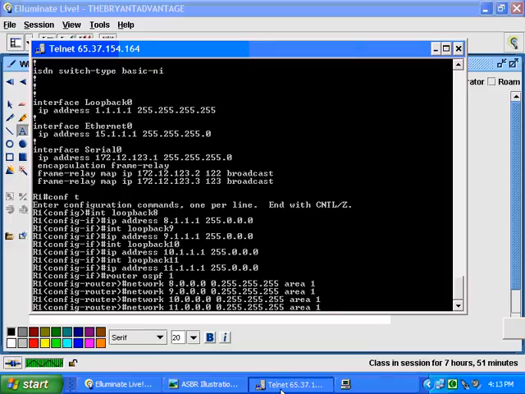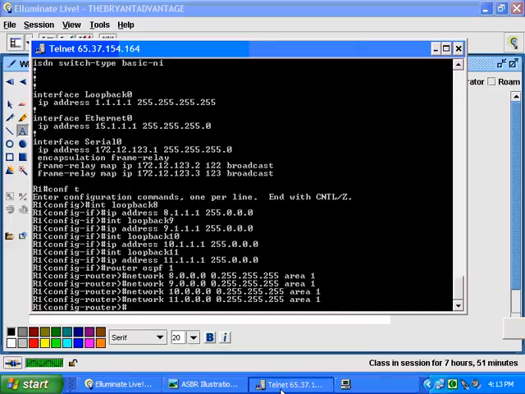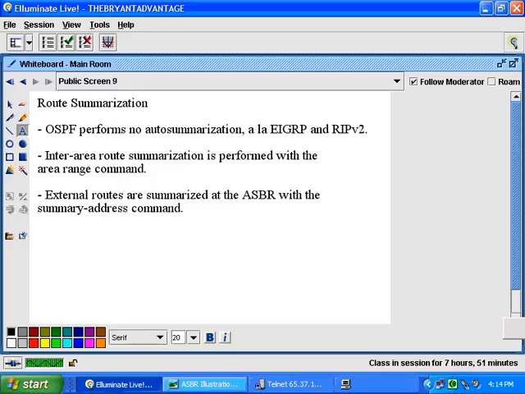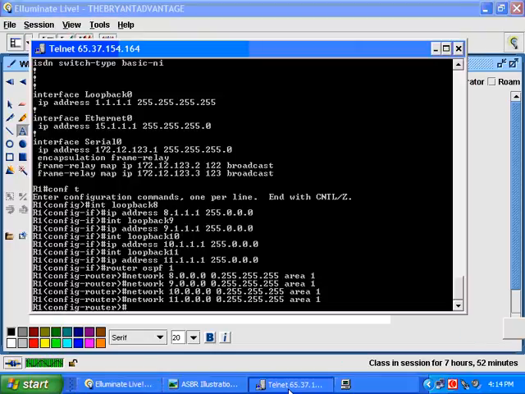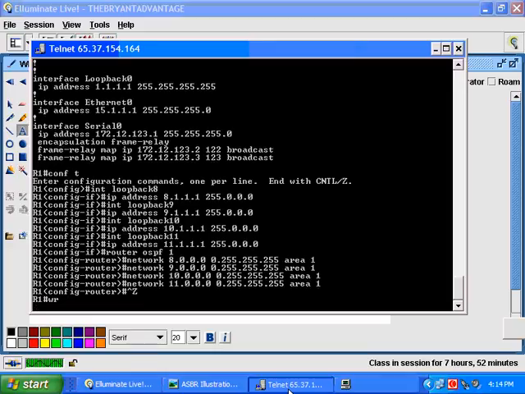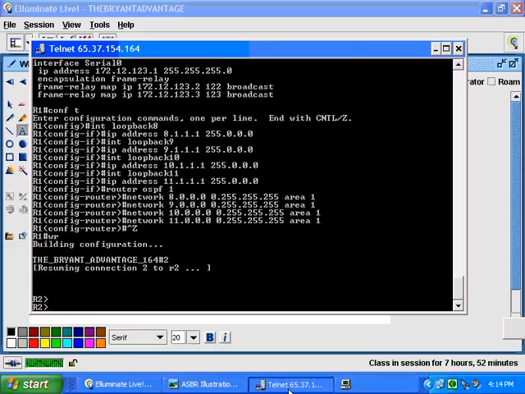Alright, so very quickly there, we added 4 loopbacks. We put them into OSPF, and we put them all in area 1. So right now, router 1's got 5 loopbacks in area 1. I didn't put them in area 0. Let's bring the router back up. And let's go down. We can always do a WR on the way out.